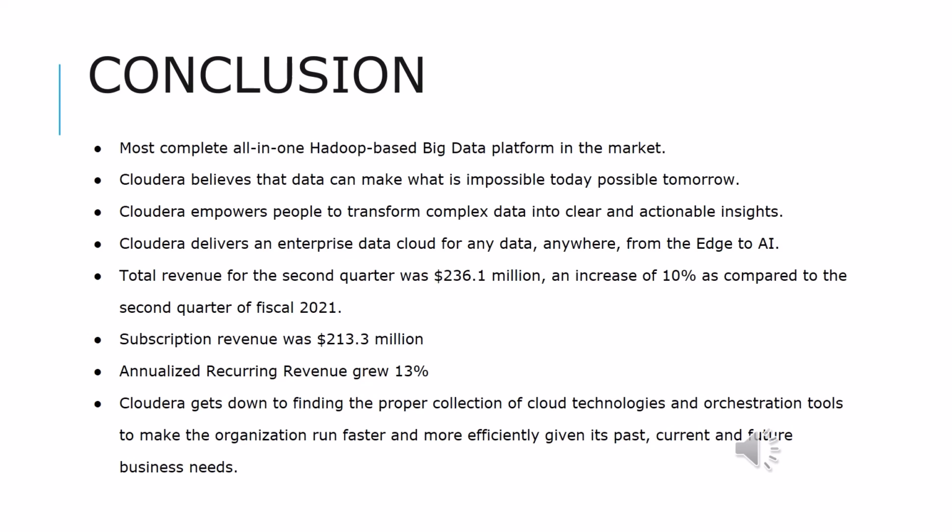The Enterprise Data Cloud Company reported results for its second quarter of fiscal 2022 ended July 31st, 2021. Total revenue for the second quarter was 236.1 million, an increase of 10% as compared to the second quarter of 2021. Their subscription revenue was 213.3 million, an increase of 11% as compared to the second quarter of 2021. Annualized recurring revenue grew 13%.